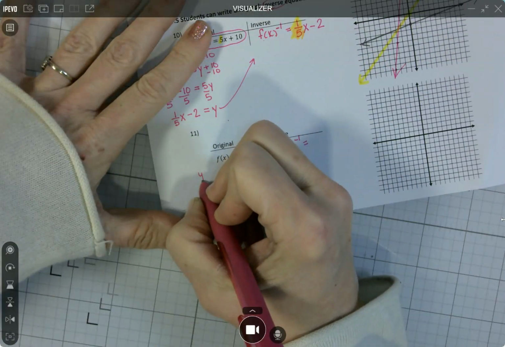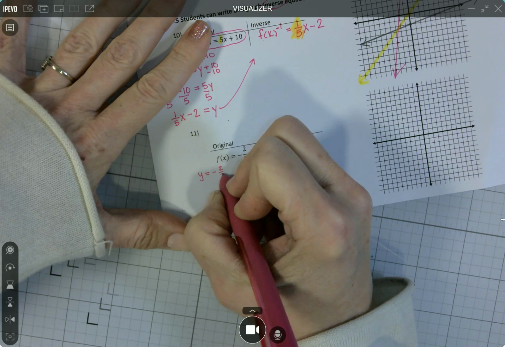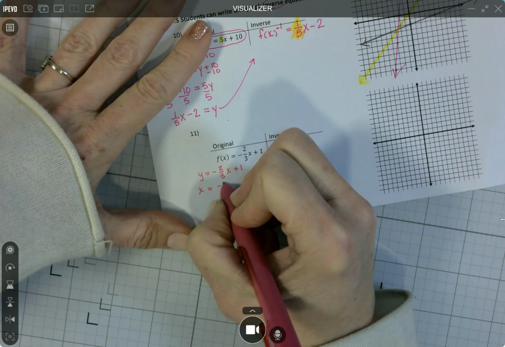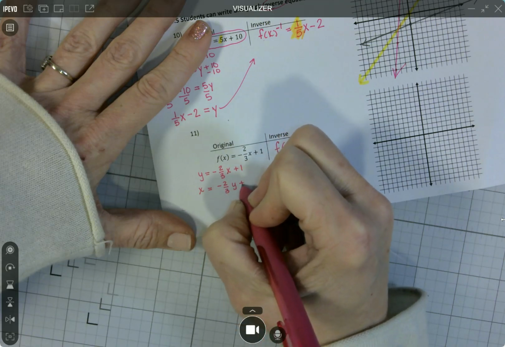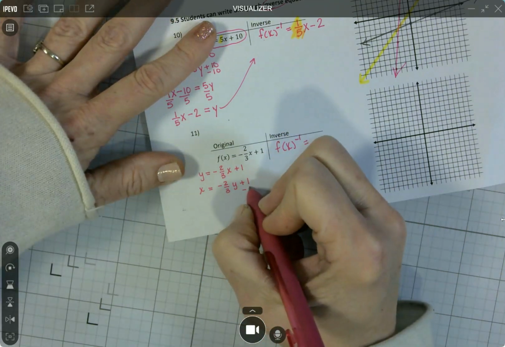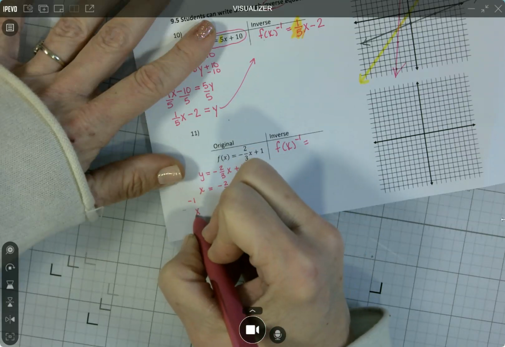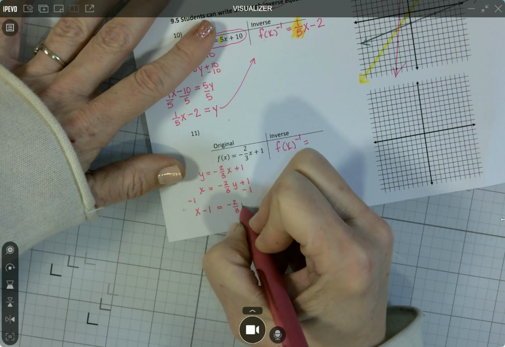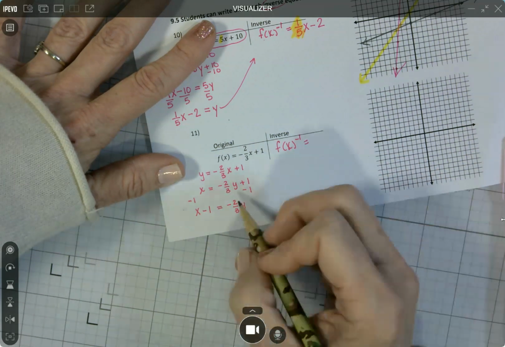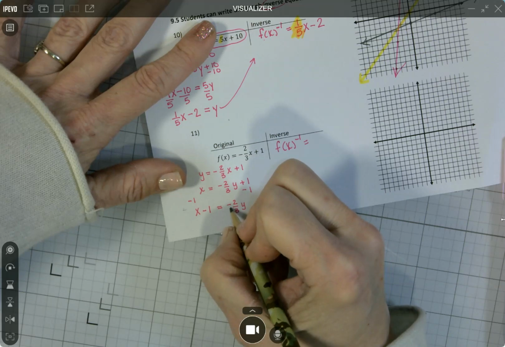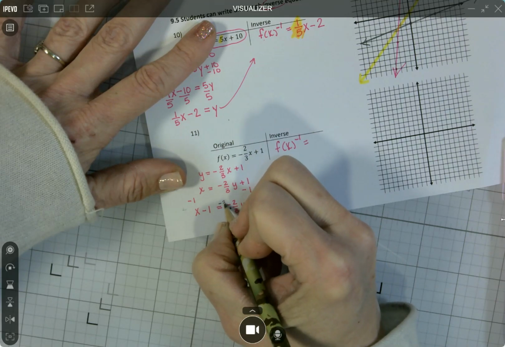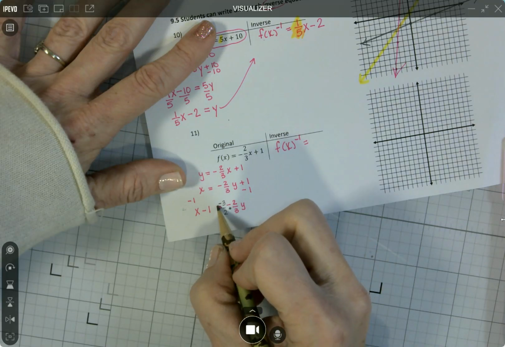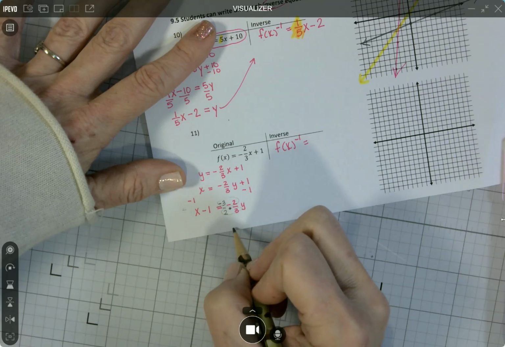So we're going to rewrite this. Y equals -2 over 3x plus 1. Now I'm going to trade places. x equals -2 over 3y plus 1. And now I'm going to solve it for y. So this is x minus 1 equals, I have -2 over 3y. Now I want to get rid of this fraction. So I'm going to multiply by a -3 over a 2. Okay. So this is a 6 and this is a 6.